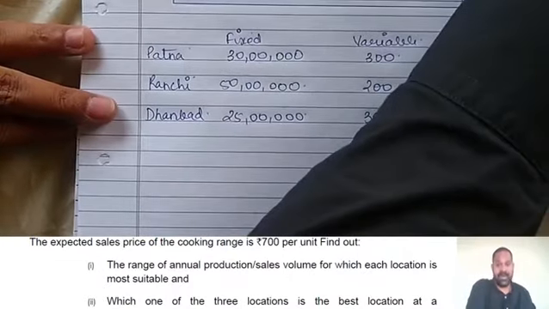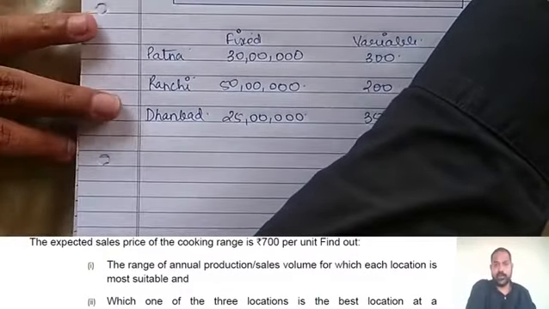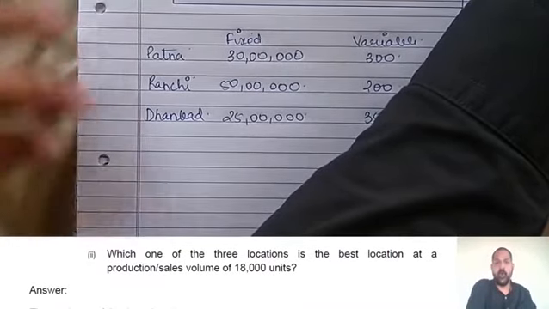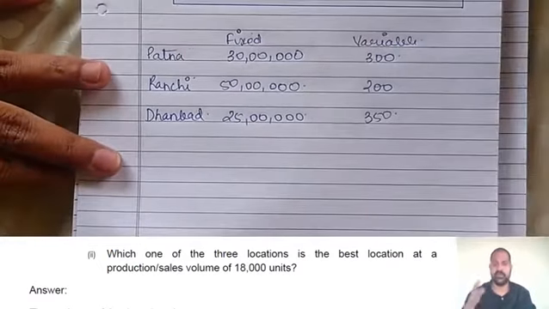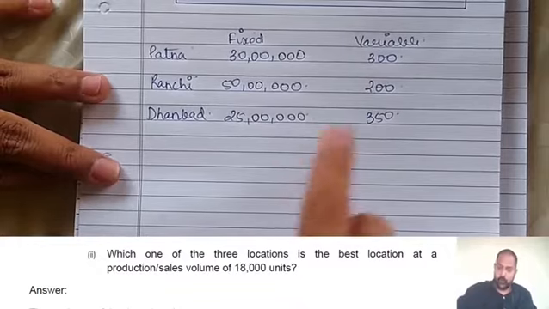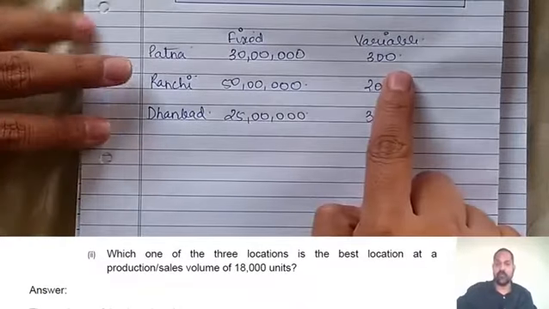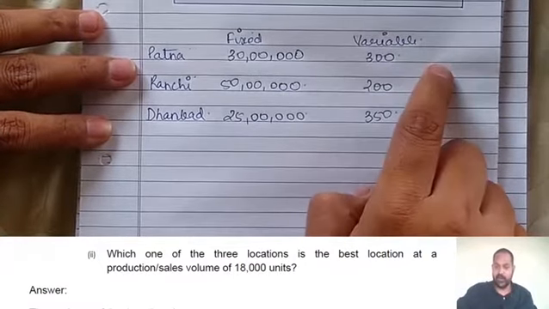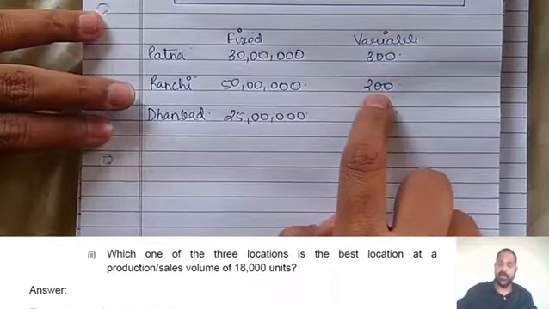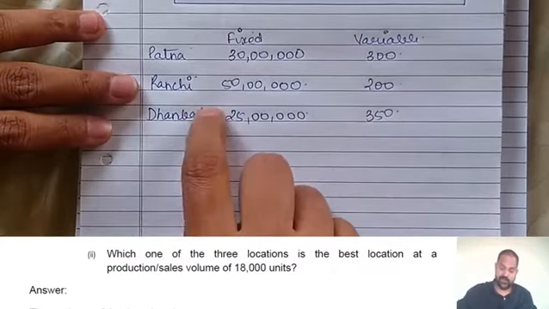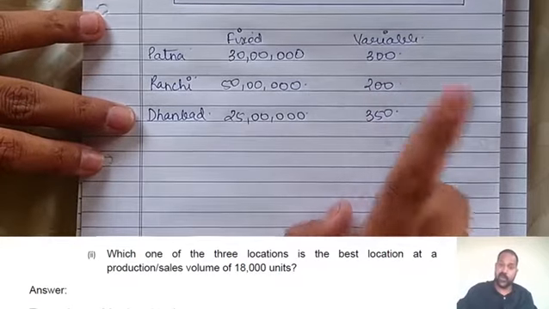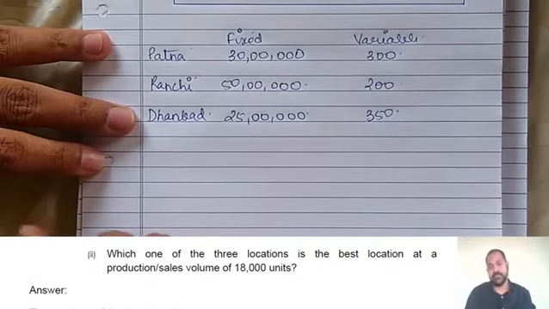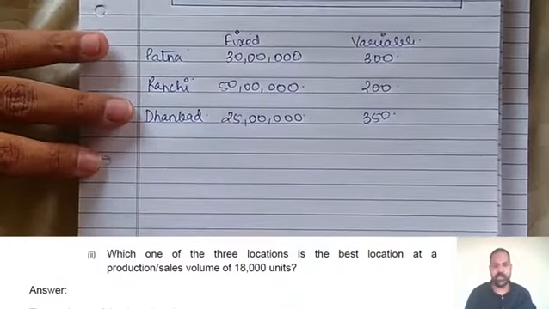So question number 2 actually is very simple. Question number 2 says which one of the three locations is the best for a production or a sales volume of 18,000 units. Simple. Put 18,000 in this. So the total cost of producing 18,000 units in Patna is going to be 300 into 18,000 plus the 30 lakh. Ranchi will be 200 into 18,000 plus the 50 lakh, and Dhanbad will be 350 into 18,000 plus the 25 lakh. Whichever is the cheapest is going to be the best. So answering that question is a cakewalk.